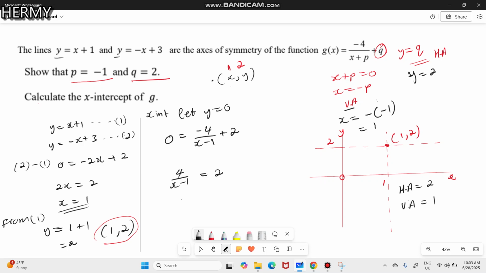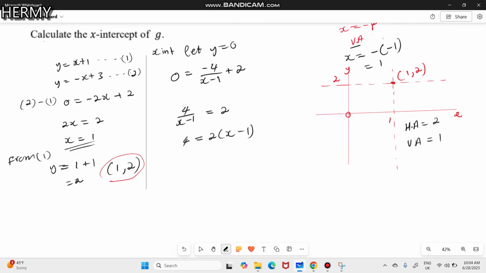You can even see it for yourself. It's 4 equals 2 into x minus 1. Then you can divide by 2, so 2 equals x minus 1. Then you take the 1 this side, so x equals 3. So your x-intercept is 3 and 0.